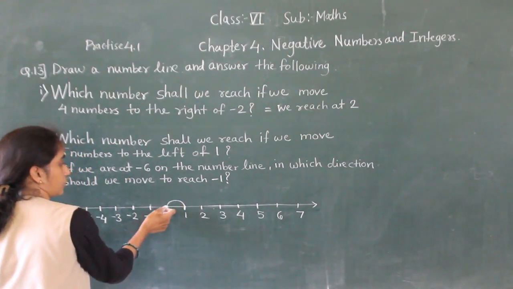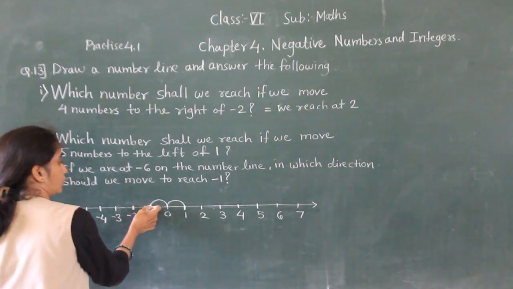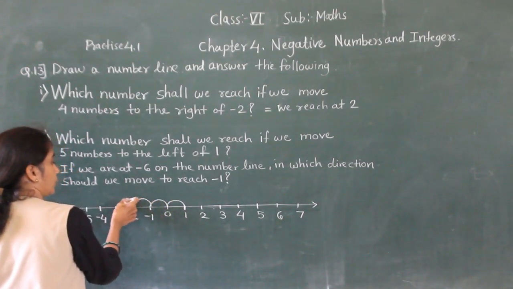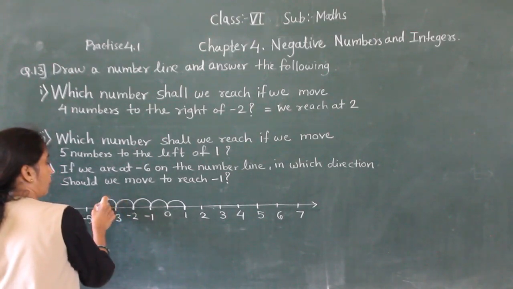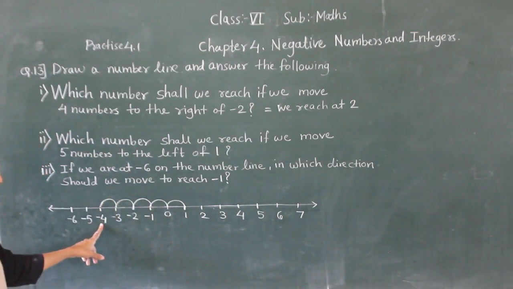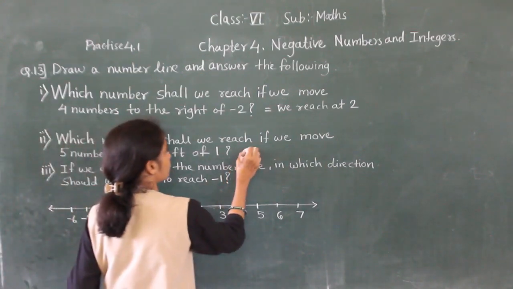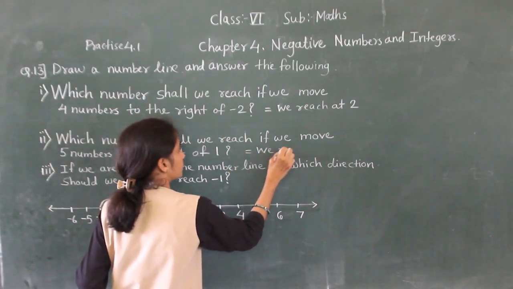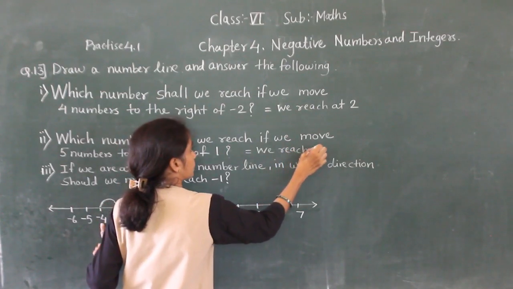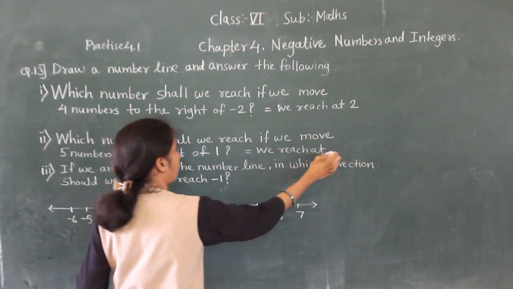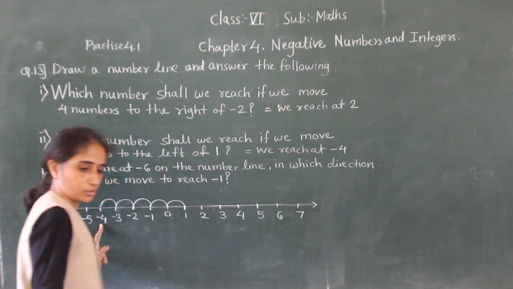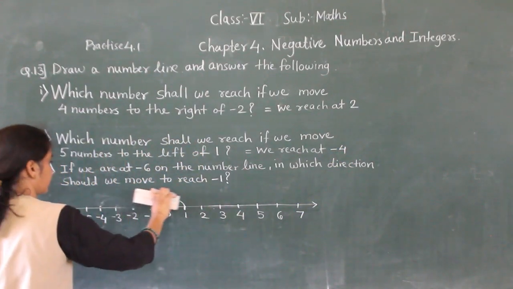These are the left side numbers: 1, 2, 3, 4, 5. So where do we reach? We reach at minus 4. Okay, now next one.